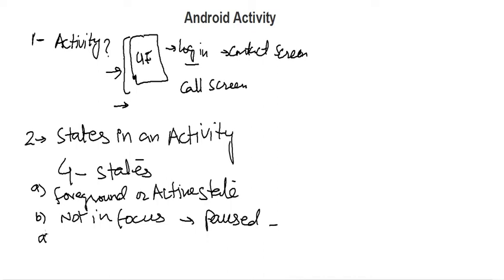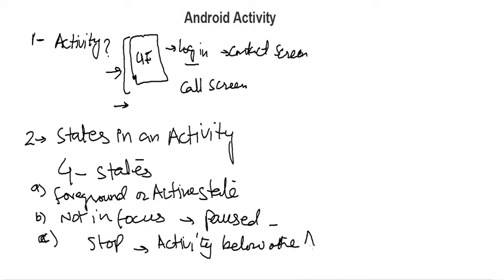And third is the stopped state. Stopped state is when an activity is below another activity. So this is a stop state. And there is another state, the fourth, which is if the activity is paused or stopped, then the system can kill the activity, and if you want to get it back, you have to resume it again. So these are the four states in an activity.